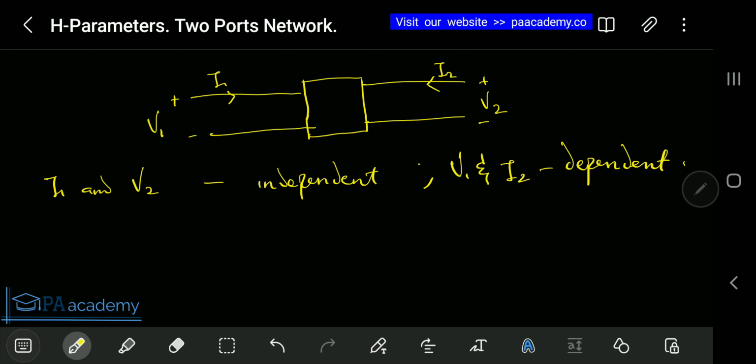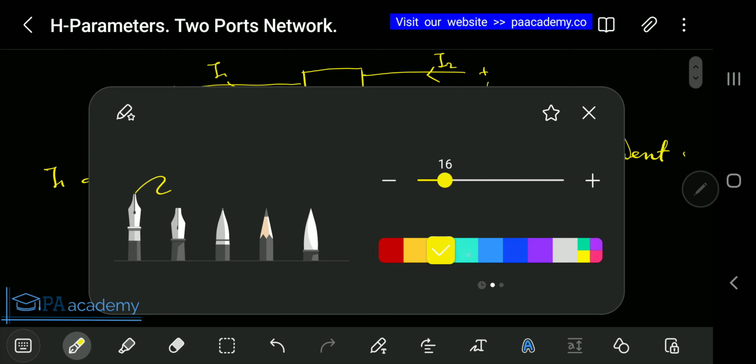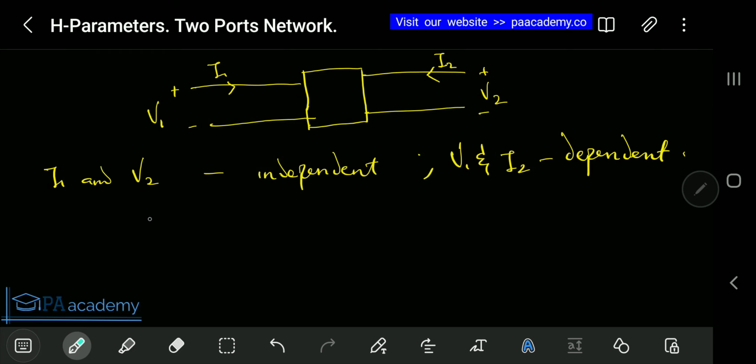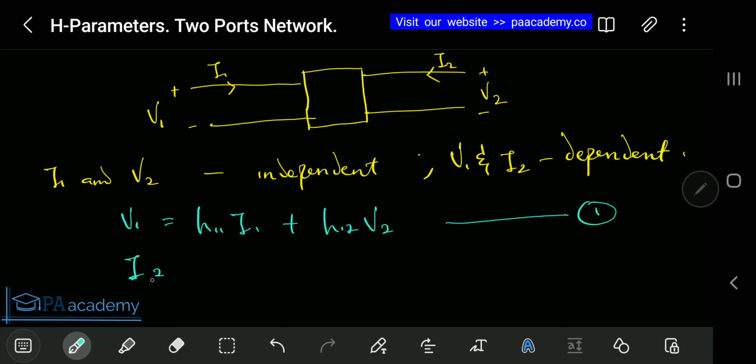So let's write out the equation for the H parameter. That means our V1 is equal to H11 I1 plus H12 V2. Let's take this as our equation 1. And then we also have I2 equals H21 I1 plus H22 V2. So this is our equation 2.